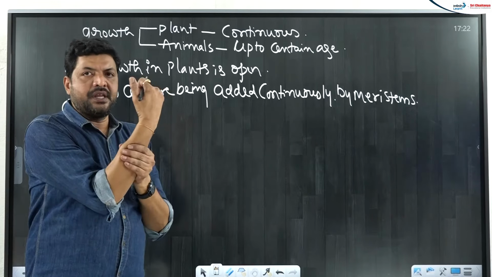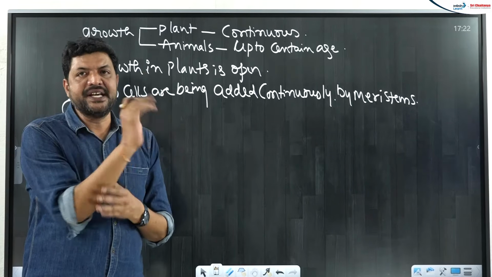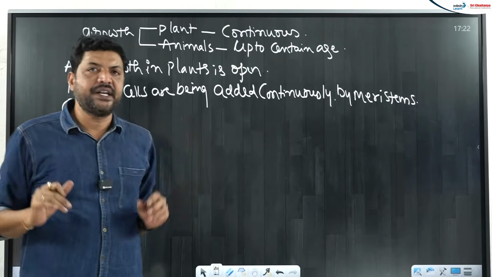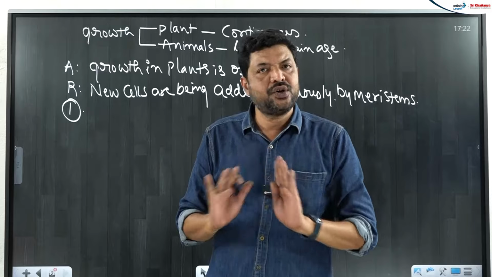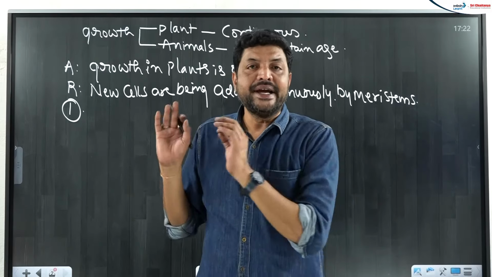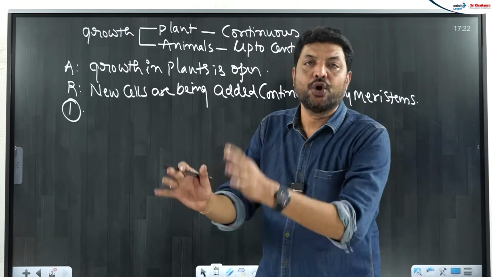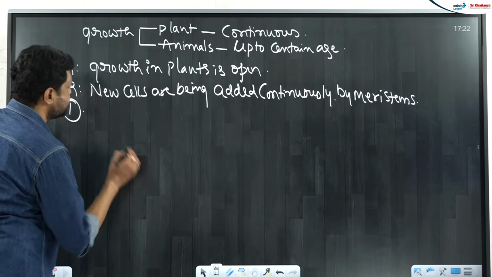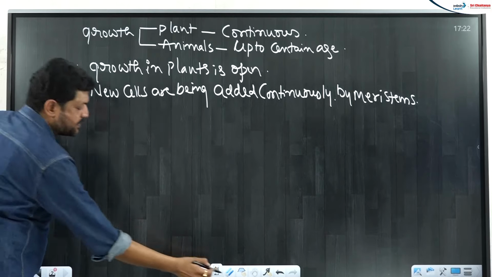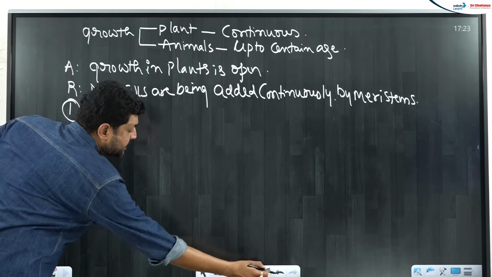In animals, our bone size is constant. After a certain growth, bone size will cease. There is no further growth in the bones. So in animals, growth is said to be closed. And one more, this A and R are true, correct explanation, first option. Clear? You have to remember it.